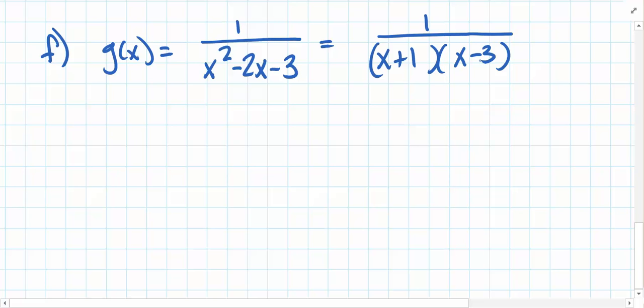Okay, so you can factor these things, okay? Now that we have them factored, take a look at the denominator. Which 2 values of x are going to give us a 0? 1 and 3. 1 and 3. So how do we write the domain?